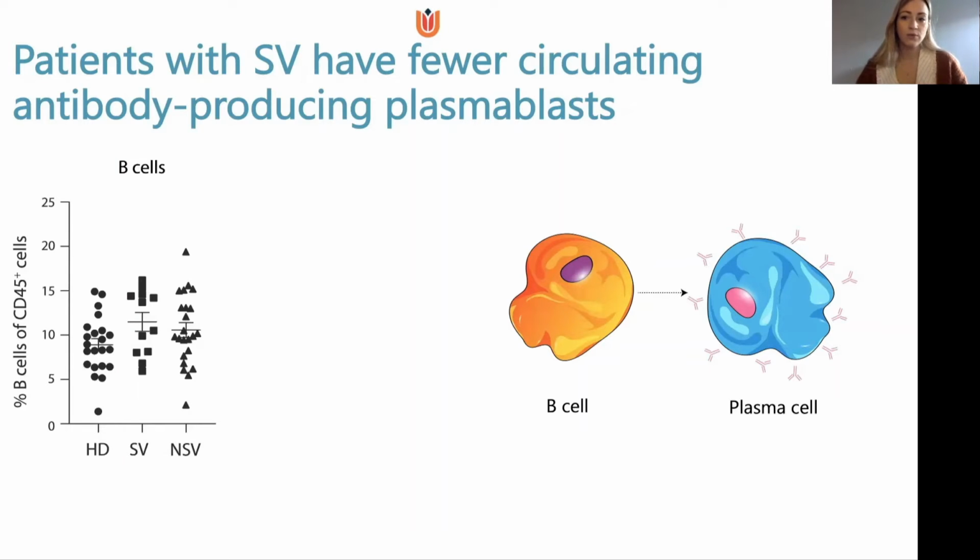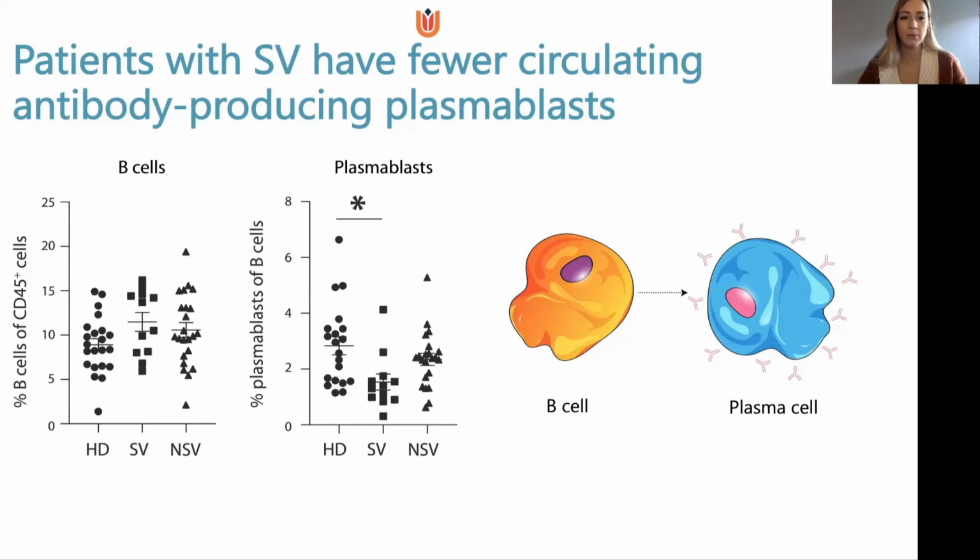The presence of total B cells was comparable between healthy donors and both vitiligo cohorts, which was similar for naive B cells, unswitched memory B cells, and switched memory B cells. However, plasmablasts were significantly decreased in blood of patients with segmental vitiligo compared to healthy donor blood. Also, there was a trend observed that segmental vitiligo patients had lower levels of plasma cells compared to the non-segmental vitiligo patients, suggesting that patients with segmental vitiligo have fewer circulating antibody-producing cells.